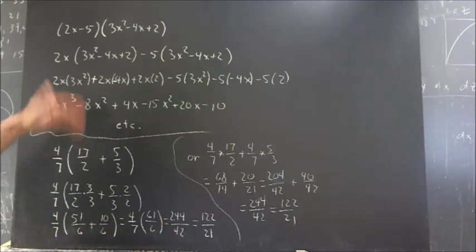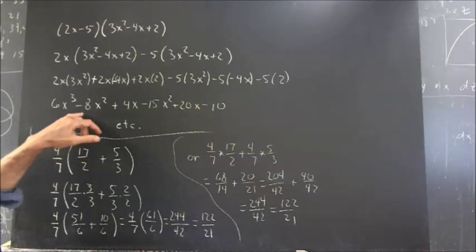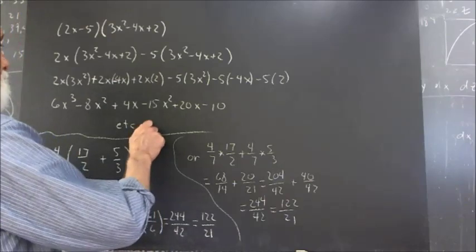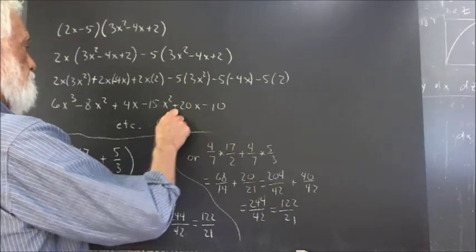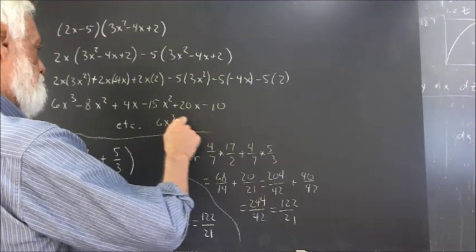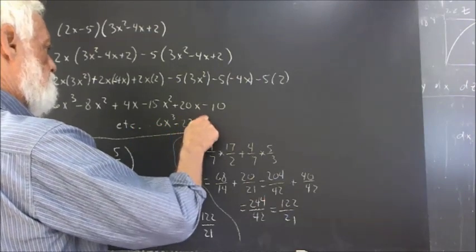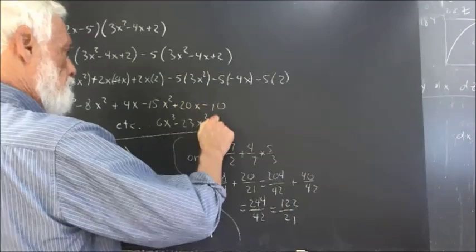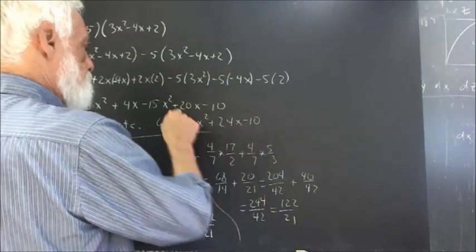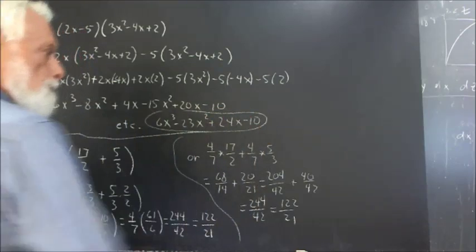Now, there would be more to simplifying this. We would want to put the two x squared terms together. We get negative 23x squared. And we want to put our x terms together. We get 24x. So what we get is 6x cubed minus 23x squared. Did I say 24? I said 24 here. Now plus 24x minus 10.